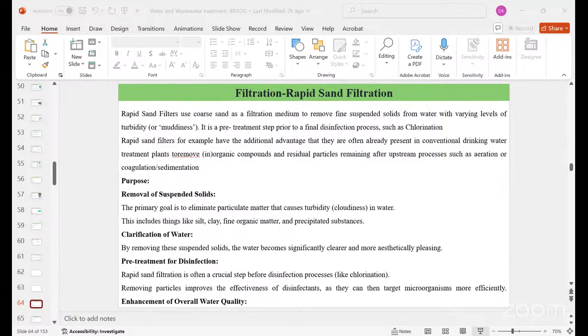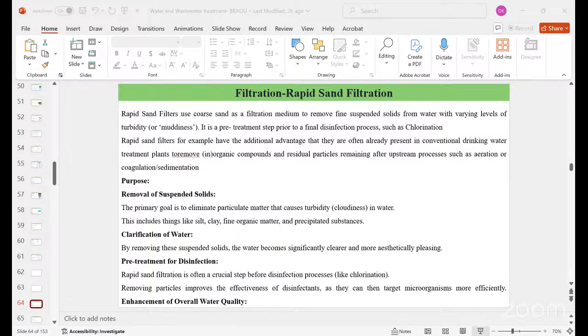The main principles behind rapid sand filtration are physico-chemical and biological. The main physical principle is straining. In straining, particles with larger size are trapped between the sand grains, and the sand bed acts as a sieve to prevent the particles from passing through. Second is the sedimentation process. Within the filter bed, the velocity of the water decreases, allowing the heavier particles to settle down.